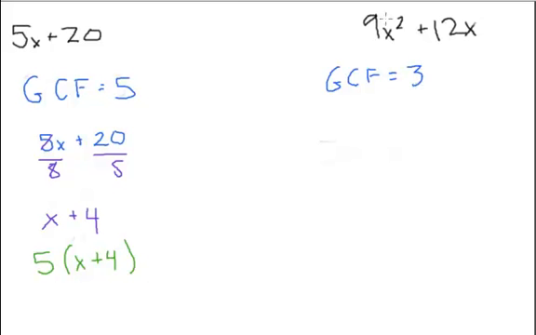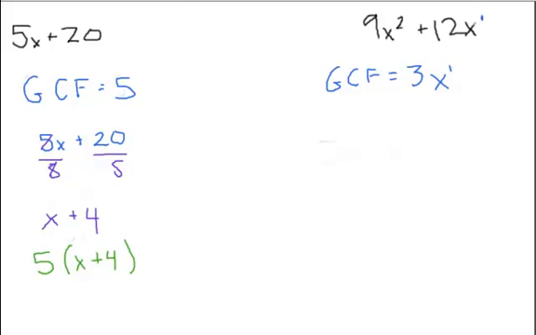Okay? Now, let's look at the variables. I have an x squared here, and I have an x here. So what is the lowest power of the variable between these two? It's x to the 1. So my greatest common factor is 3x to the 1.